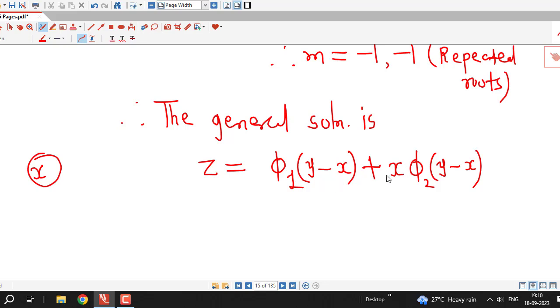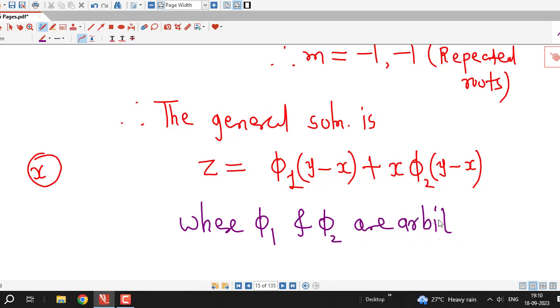So whenever we have repeated roots, we will be multiplying by powers of x. If we have 2 repeated roots, we are going up to a single power of x. If we have 3 repeated roots, we will add one more term as, say, x square times phi 3 of y minus x. So the theory is exactly the same as in the case of linear ordinary differential equations with constant coefficients. And here this phi 1 and phi 2 are arbitrary functions that we have to mention.